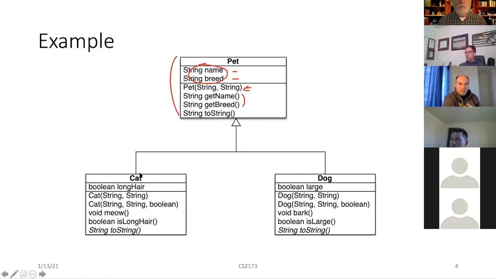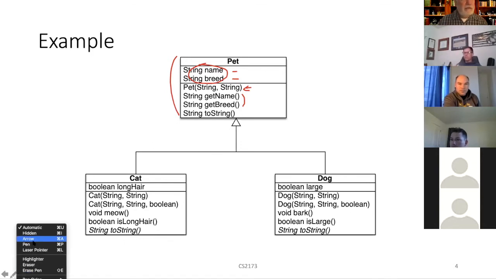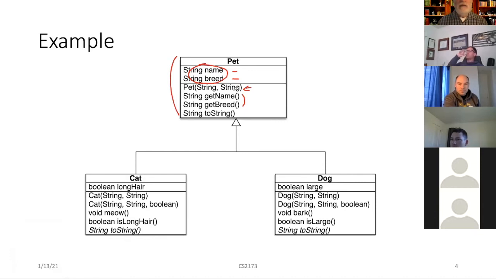So what this says is the messages I can send this object are, I can get its name and I can get its breed. And when I send it that message, it will give me back what the name is or what the breed is. And that's it. Well, the toString, I send it a message toString and it will return a string that represents what these values are.